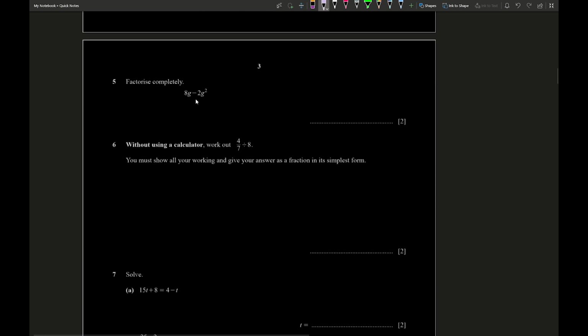Factorize completely ag minus 2g squared. Alright, as you can see, both terms have the variable g in them, meaning that we can factor out g, giving us g multiplied by 8 minus 2g. Now, inside the bracket, 8 and minus 2g have a common factor of 2. Their highest common factor is 2, meaning that we can also factor out 2, giving us 2g multiplied by 4 minus g. And you cannot factorize this any further, hence this is the answer: 2g multiplied by 4 minus g.